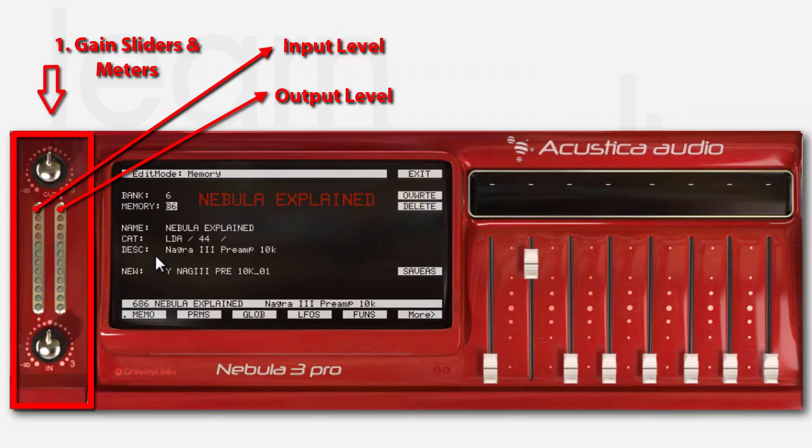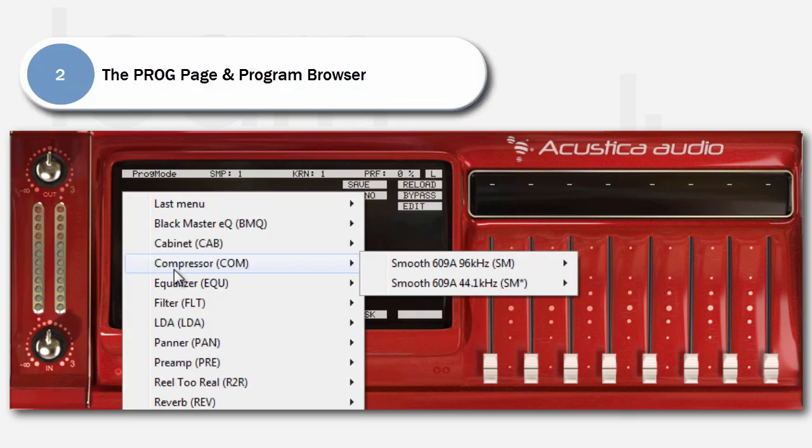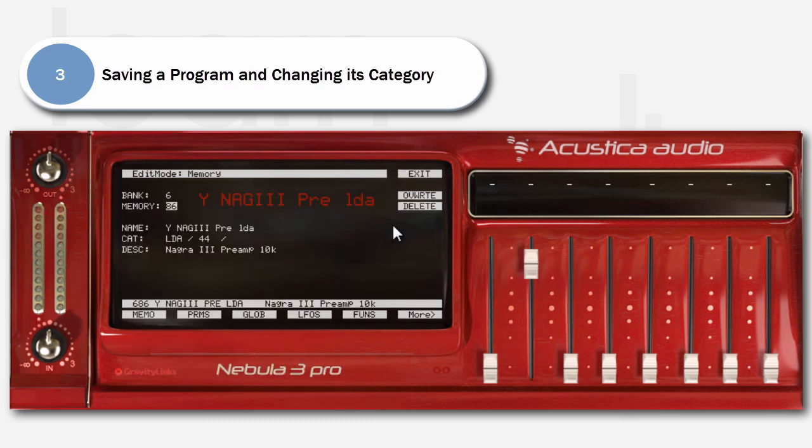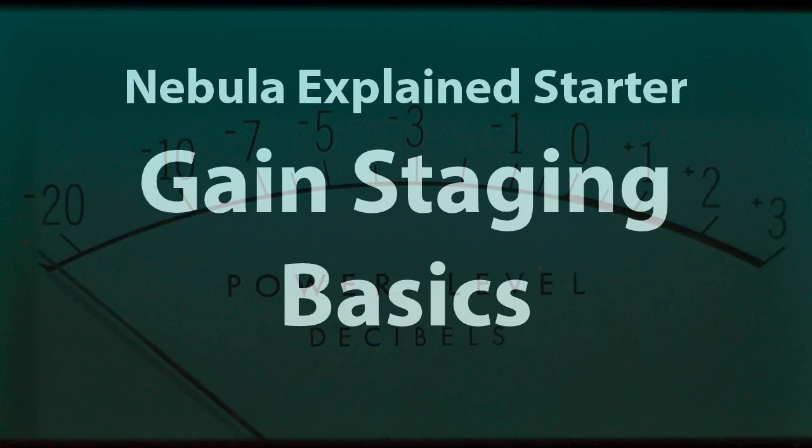be able to easily change GUI parameters using buttons, sliders, keyboard input and the modifier keys, be able to use the program browser, jump directly to programs and understand every parameter on the PROG page, be able to save a program with a new name and change its category, and know the basics of gain staging and understanding how important it is in relation to Nebula.